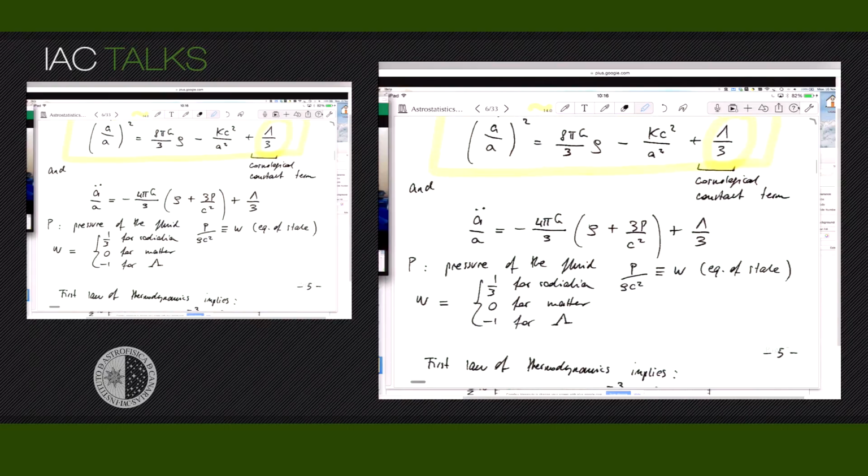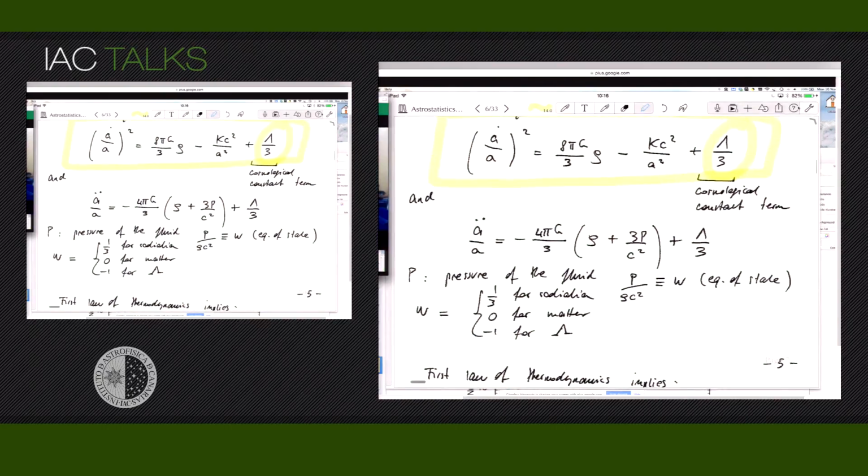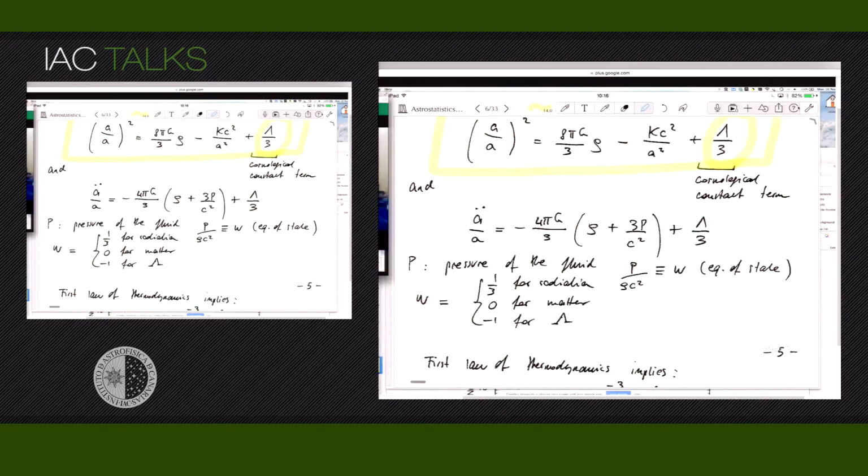So that's the equation for the expansion rate, and the equation for the acceleration, for the change in the expansion rate, is given by this expression here, where you can see again that the acceleration of the scale factor, a double dot, is solely controlled by the contents of the universe. That's to say, the energy density and the pressure of the fluid. P is the pressure of the fluid that is contained in the universe. And then there is also the cosmological constant term here, if lambda is non-zero.